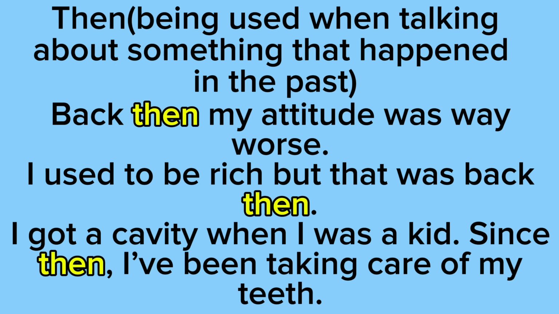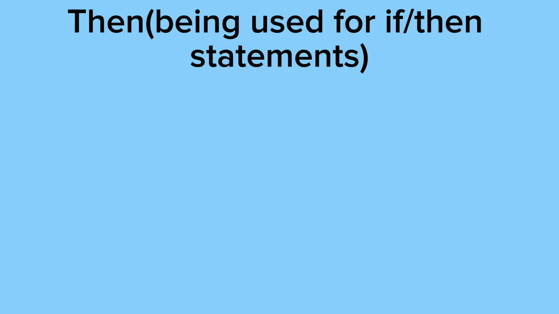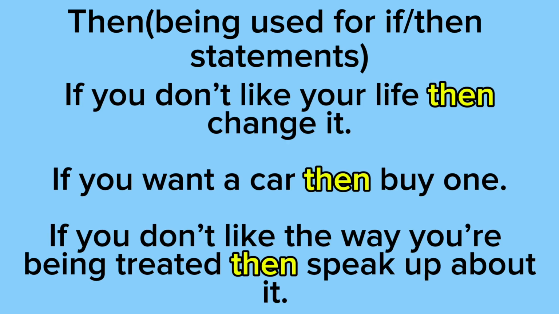And our last example says, I got a cavity when I was a kid. Since then, I've been taking care of my teeth. Notice how we're talking about something that happened in the past. Then is also used for if-then statements. Our first example says, if you don't like your life, then change it. Our second example says, if you want a car, then buy one. And our last example says, if you don't like the way you're being treated, then speak up about it.